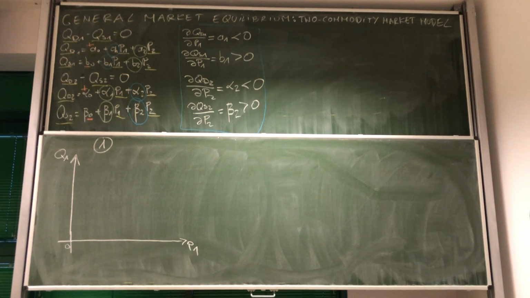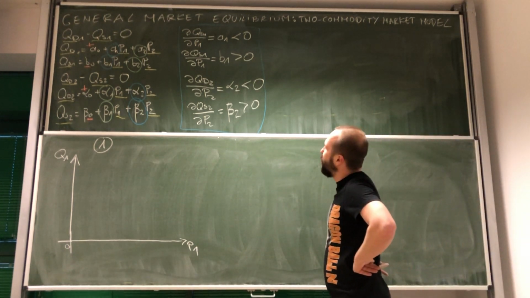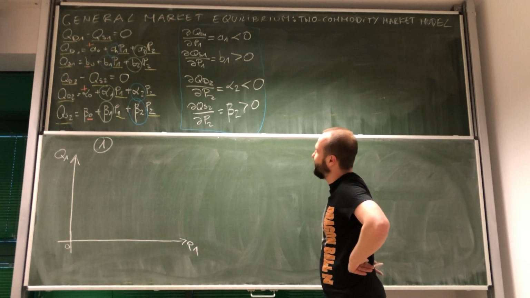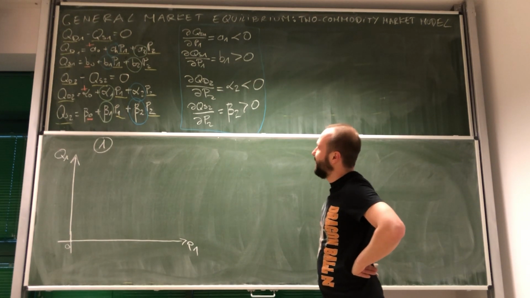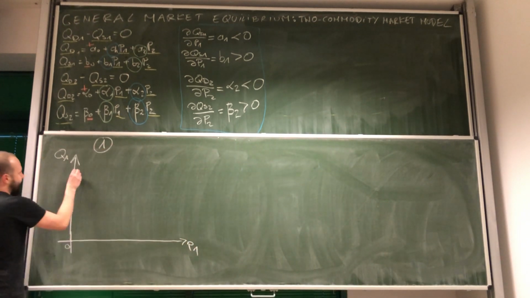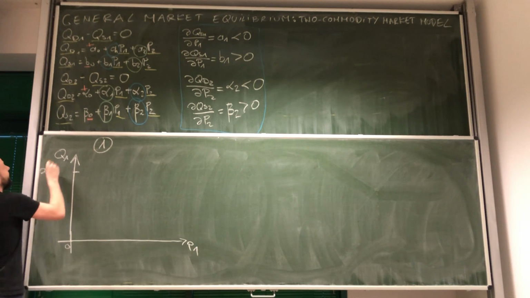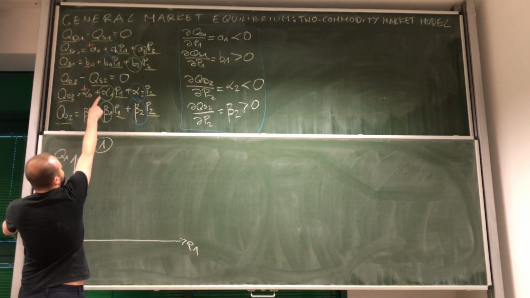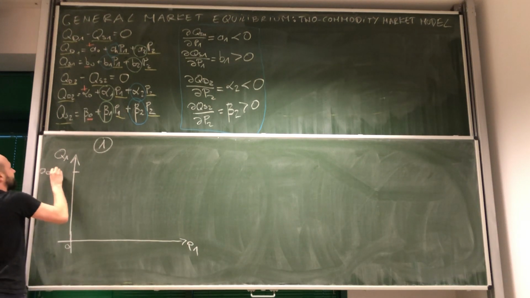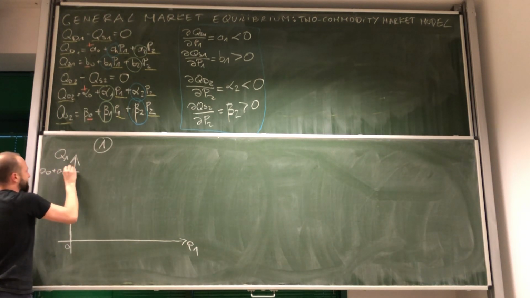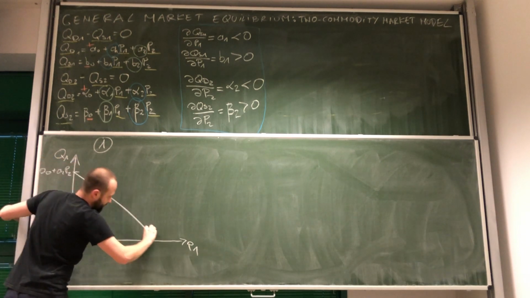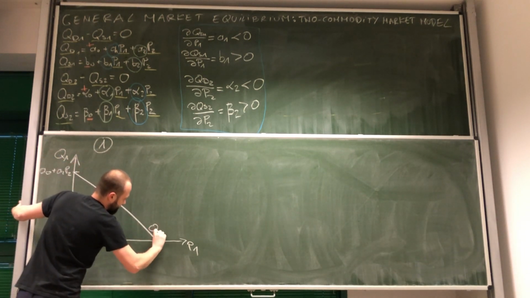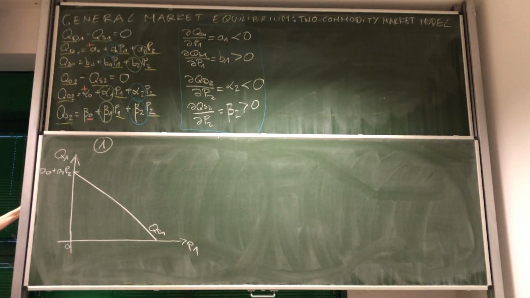Okay, so let's start with demand. And look, if the price of good 1 is 0, then what is the quantity demanded? Well, it is A0 plus A2 P2, right? And then because A1 is negative, as we assumed, this is the quantity demanded for good 1.